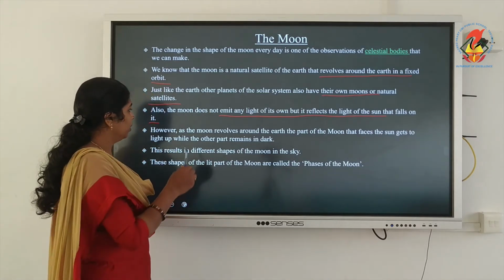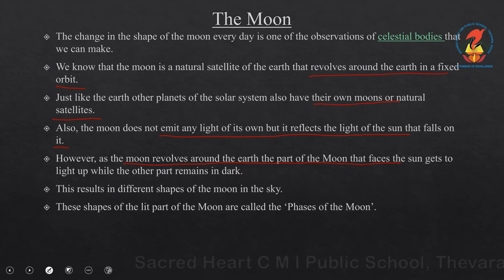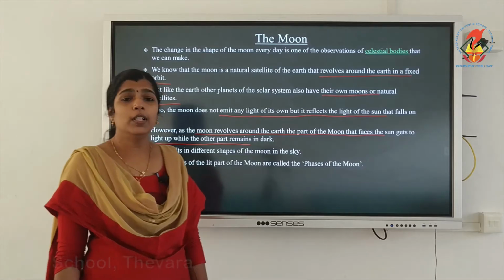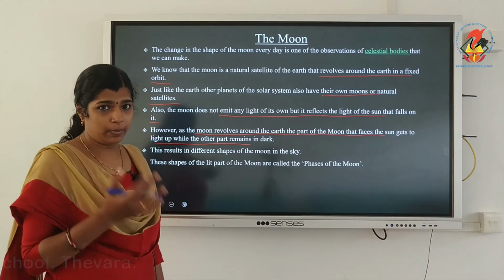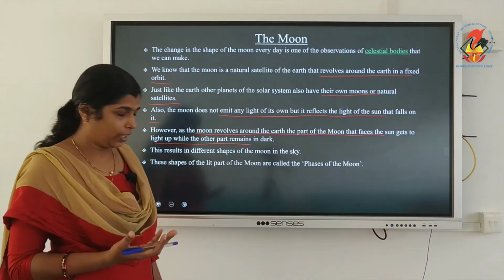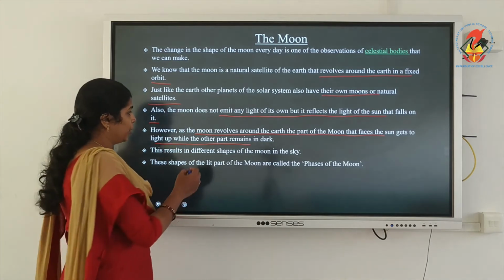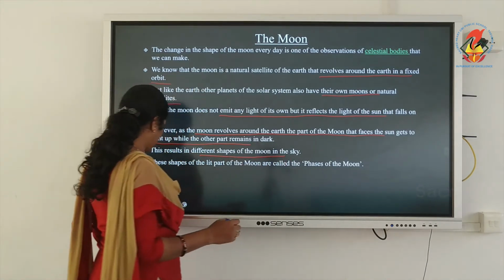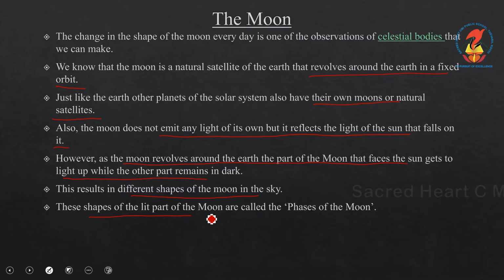However, as the moon revolves around the earth, the part of the moon that faces the sun gets lit up while the other part remains dark. So, only one part is visible to us. The other part will remain dark. This results in different shades of the moon in the sky. These shades of the sunlit part of the moon are called phases of the moon.